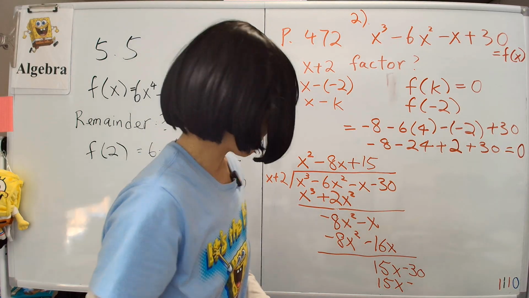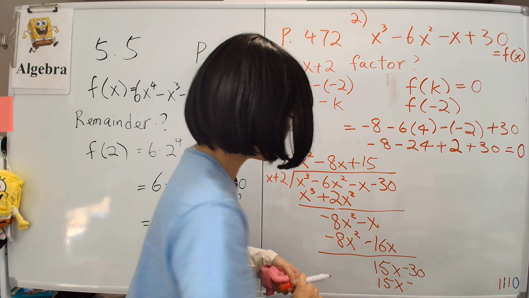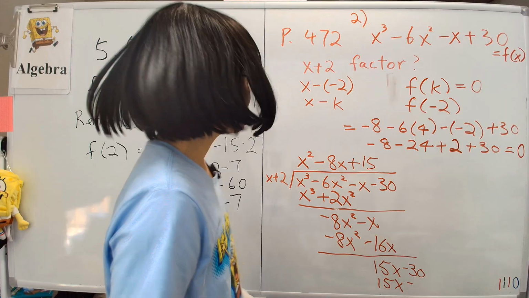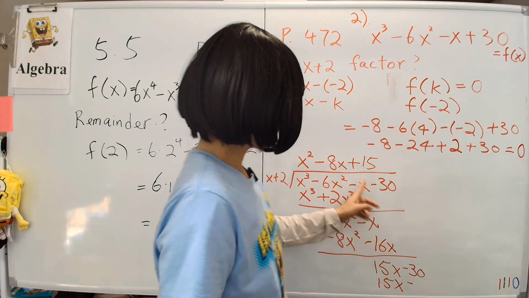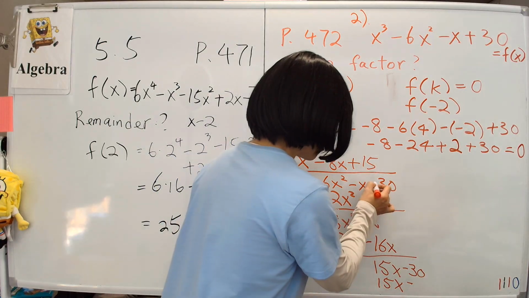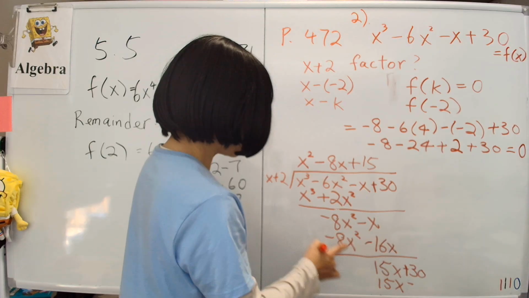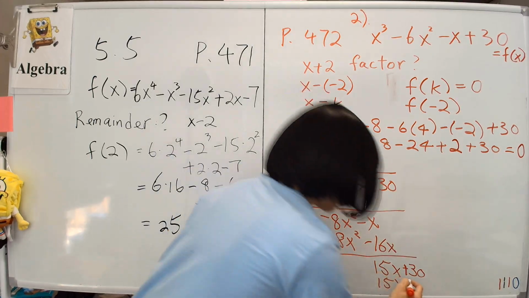Let me check again. No, sorry. Let me check again. Okay, I found my mistake. It's a plus 30. I got this thing wrong. That's why it's not working out. So let's fix that. This is a plus 30. And then that's 15 plus 30. Okay, that looks much better.